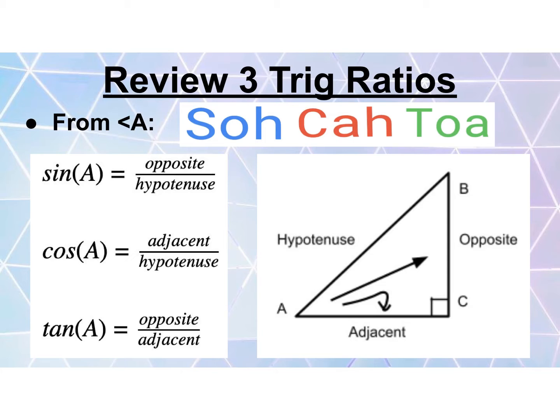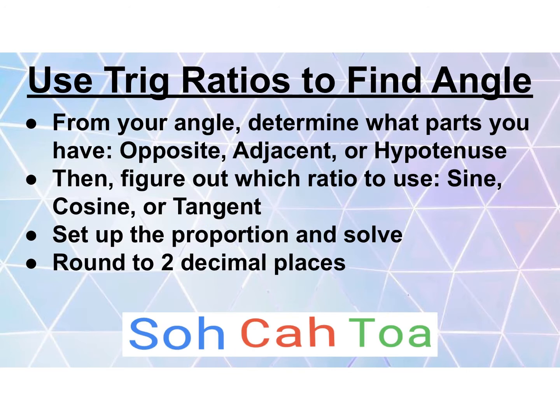So in our review, remember we have SOHCAHTOA that will help us remember which sides go with which ratio. So our sine is opposite over hypotenuse. Our cosine is adjacent over hypotenuse, and tangent doesn't use hypotenuse, it's opposite over adjacent.